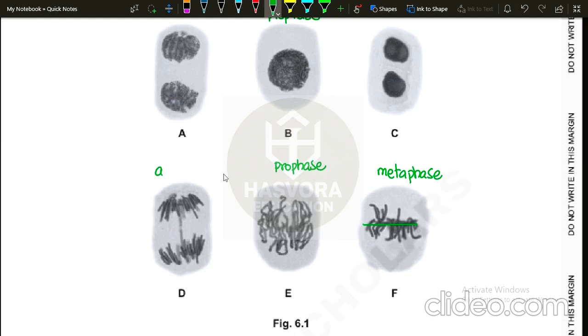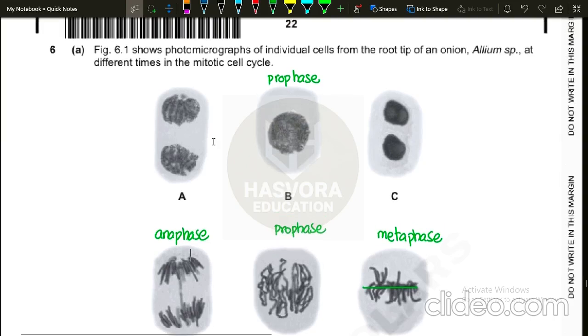And then we can say that in the D, there is anaphase, because the sister chromatids are being separated and they are moving to the opposite poles. In the A, you can simply say that they are in the process of decondensing, so it will be telophase, or you can say at the end of the anaphase simply.